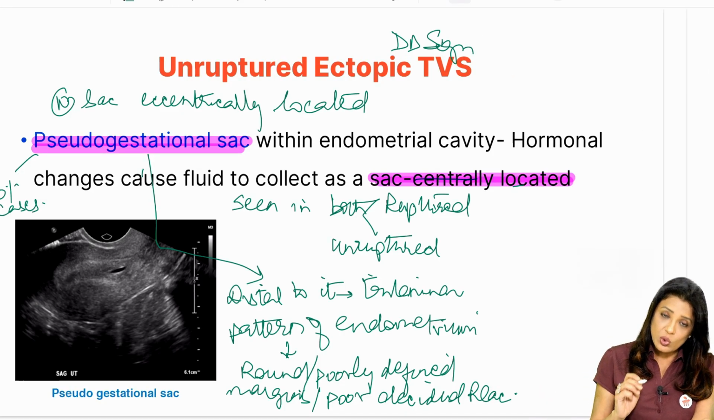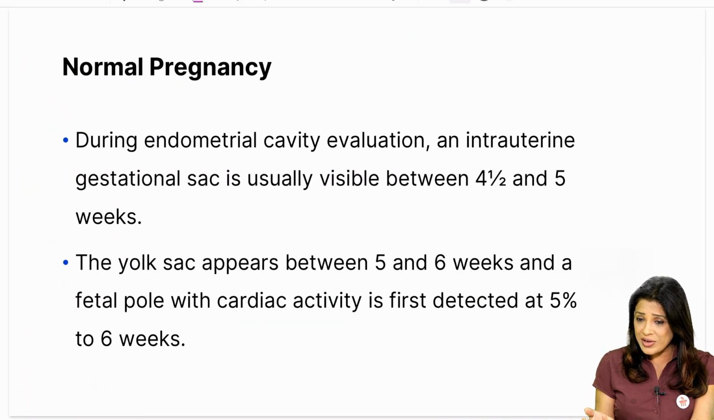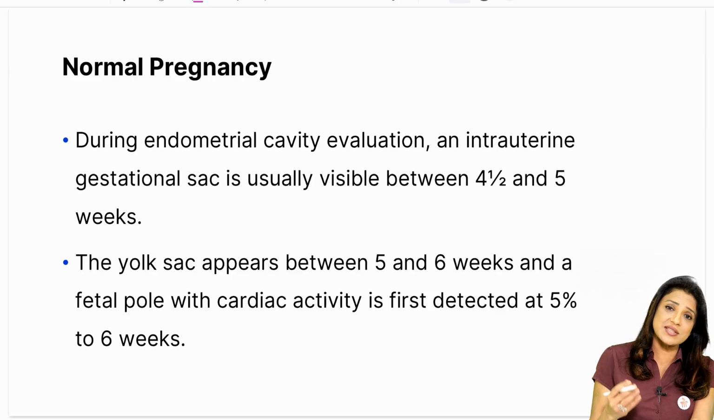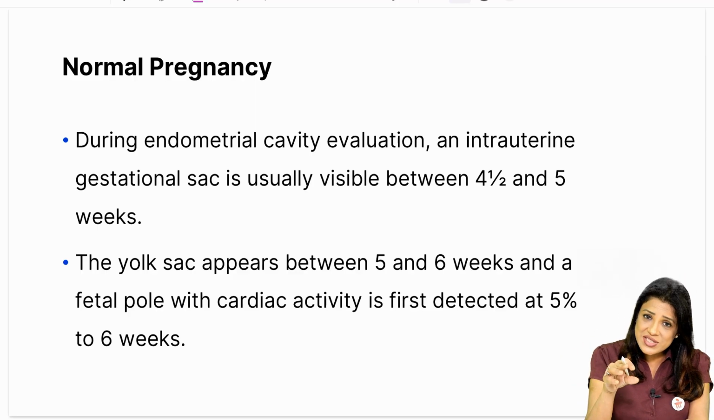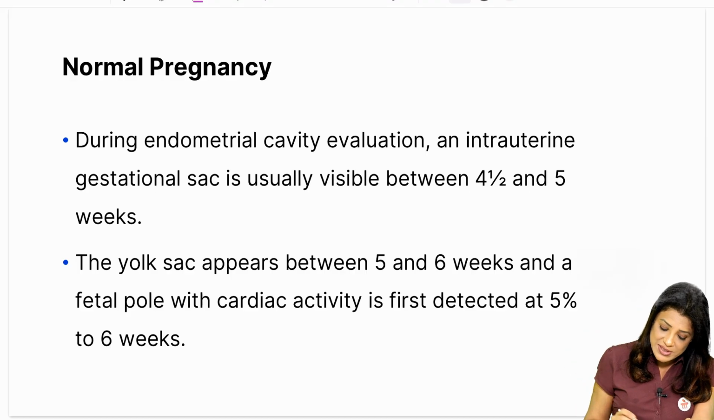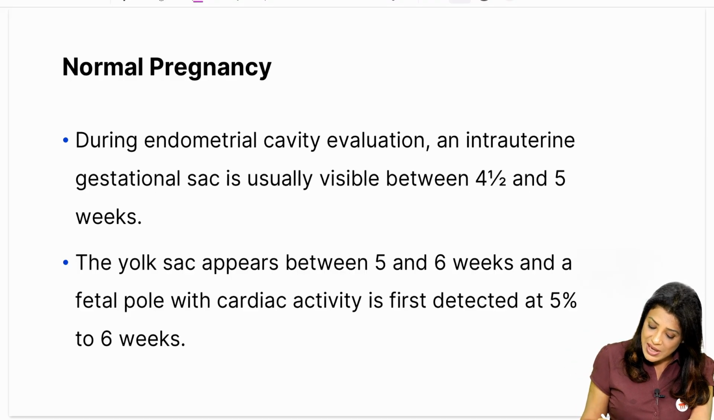Normal pregnancy, you should know, they sometimes ask you when the TVS or TAS detects the normal pregnancy, what is the HCG level at that time, when do the gestational sac and the yolk sac appear. So you should know all this. During the endometrial cavity evaluation, an intrauterine gestational sac is usually visible between 4.5 to 5 weeks.